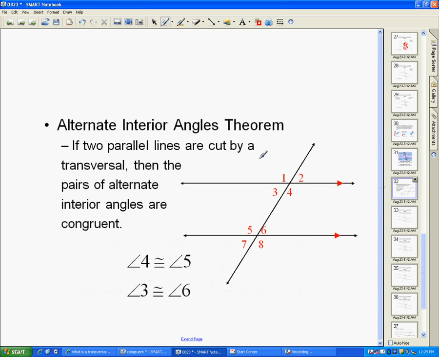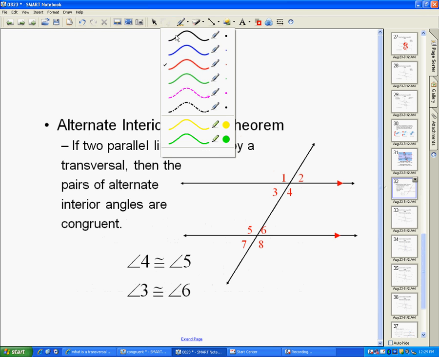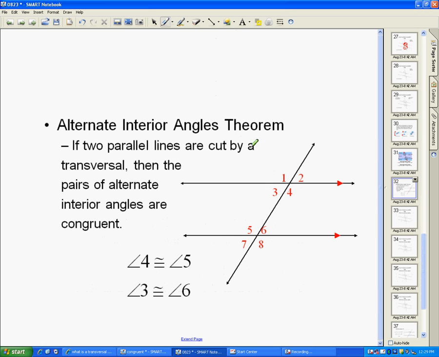So alternate interior angles is just saying if you have two parallel lines that are cut by a transversal, then the pair of alternate interior angles are congruent. And with all of this, this is the thing that you're going to use the most: this is saying that angle 4 is equal to angle 5. Well, angle 4 is equal to 5, so therefore 1 is equal to 4, because we know those angles are vertical from each other, and then 8 is vertical of 5, so those two angles are equal to each other.